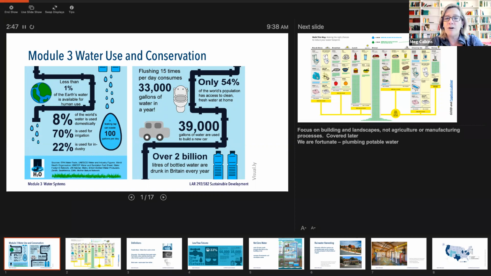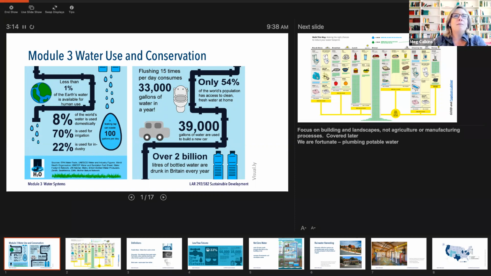So looking at water use in the building, we are very privileged in the US in that we have access to clean water at home. We can turn on the tap and water comes out and we can drink it, and we can rest assured that in 99.9% of the US, that water is safe to drink. We can also jump in a hot shower. We can flush the toilet as much as we want. So we're very fortunate, but with that comes some responsibility.